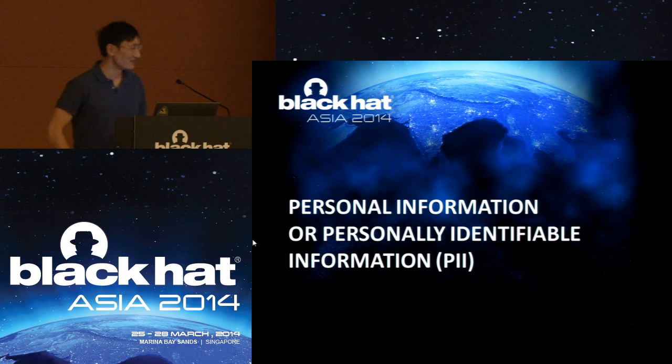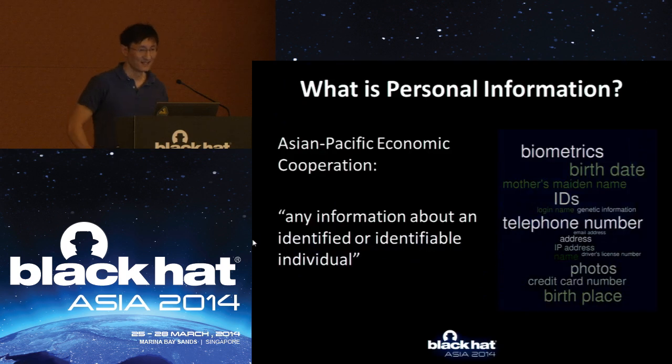Okay, so that's enough about the basic setup and why privacy introduces new things to worry about. So now let's talk about personal information, or as in the US, it's often called PII, or personally identifiable information. Okay, so what is this? This is the Asian Pacific Economic Cooperation definition. Since we're in Singapore, we'll use their definition. Any information about an identified or identifiable individual. Other organizations around the world will have similar definitions. They're all pretty much the same.